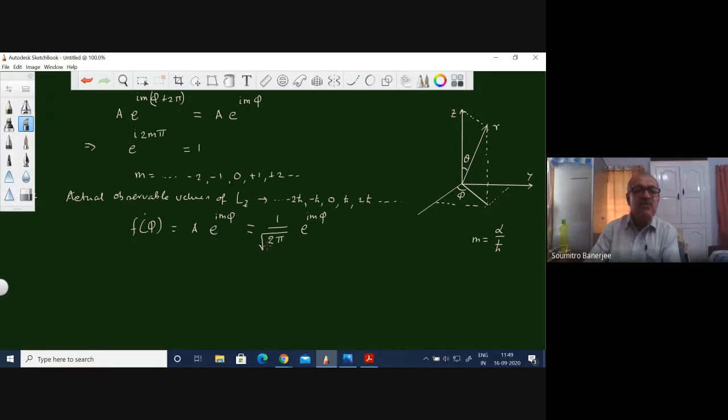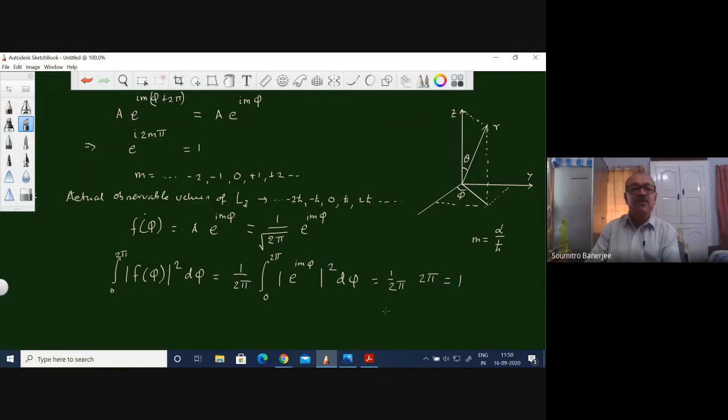It's easy to check because all you need to do is to check that the integral from 0 to 2 pi of f phi square d phi, if this is substituted here, is 1 by 2 pi times the integral from 0 to 2 pi of e to the power I m phi square d phi. This will actually become 1. So this is equal to 1 by 2 pi, and this, when evaluated from 0 to 2 pi, will give 2 pi. So only if you take the coefficient as 1 by root 2 pi do you get this function to be normalized. And that's why we have taken this as the coefficient.